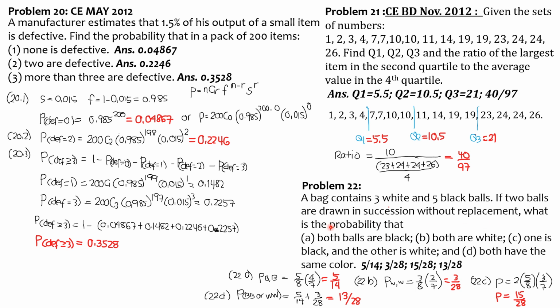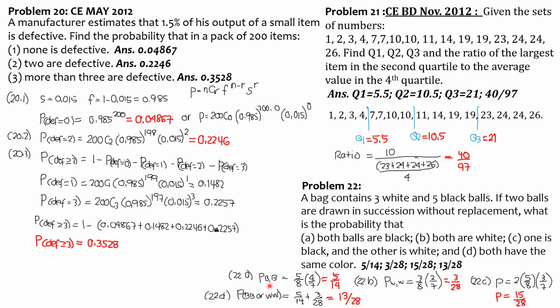Problem 22: a bag contains 3 white and 5 black balls. If 2 balls are drawn in succession without replacement, what is the probability that A, both balls are black, B, both are white, C, one is black and the other is white, and D, both have the same color? So for problem 22A, just apply the same approach.